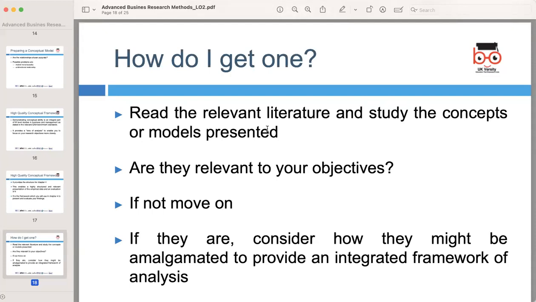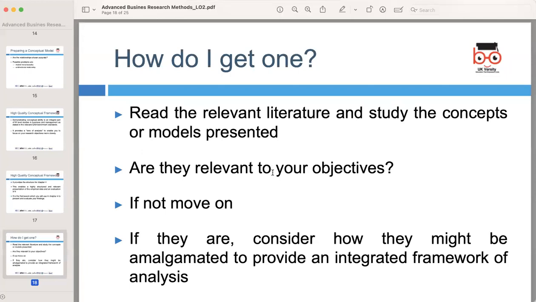Read the relevant literature. To begin, it is essential to explore the relevant literature in your field of interest. Look for books, research papers, articles, or online resources that discuss the concepts or models related to your objectives. Second is, are they relevant to your objectives? Once you have the relevant literature, delve into it and study the concepts presented, understand the key ideas, theories, and methodologies discussed in the material. Take notes, highlight important points, and make sure you comprehend the fundamental principles.